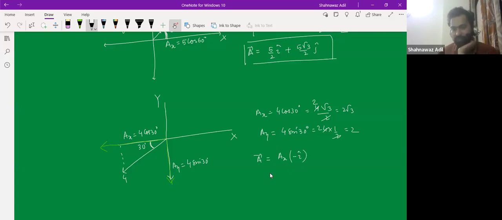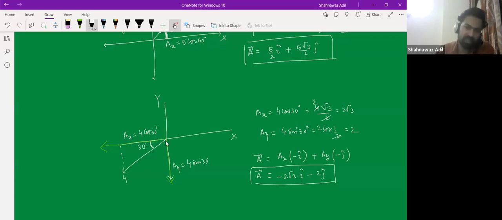And then this is Ay. Is this j or minus j? It's minus j. So the vector that is representing this thing would be minus 2 root 3 i hat minus 2 j hat. So this would be the correct representation of this vector.